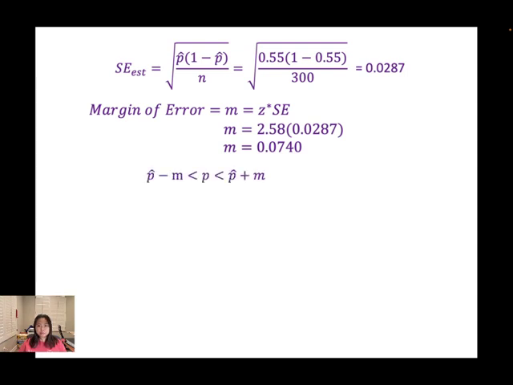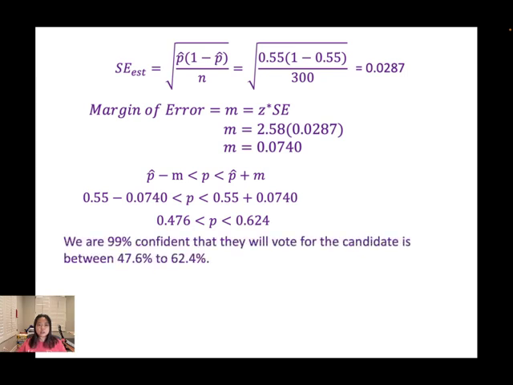And then construct the confidence interval for the population proportion. P-hat plus or minus the margin of error. You should get this. Draw the conclusion. We are 99% confident that the proportion who will vote for the candidate is between 47.6% and 62.4%.